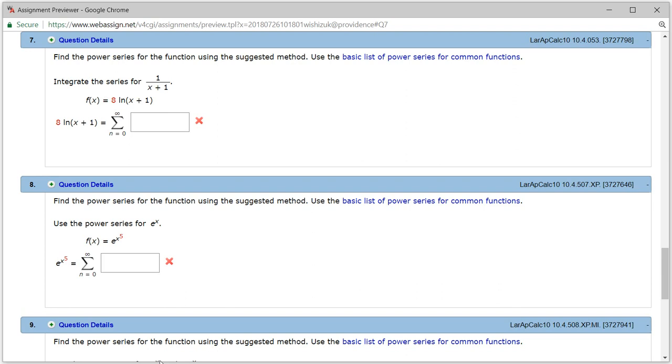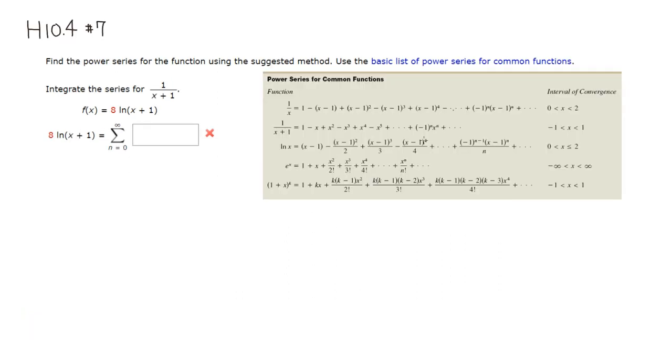All right, let's look at homework 10.4, problem number 7. We're going to use the basic list of power series for common functions, for 1 over x plus 1, to find the power series for 8 times natural log of x plus 1. All right, so let's do that.